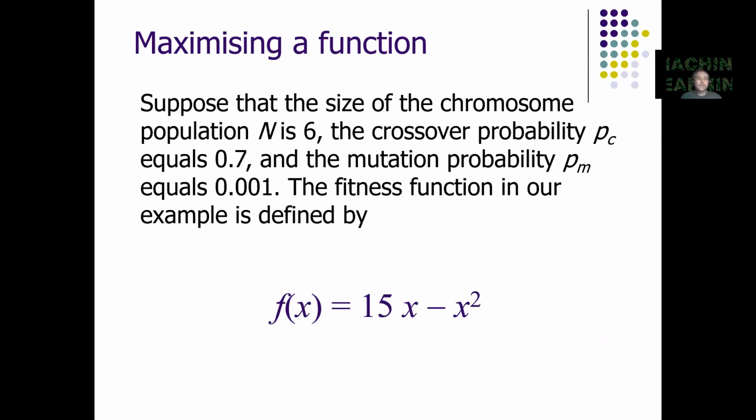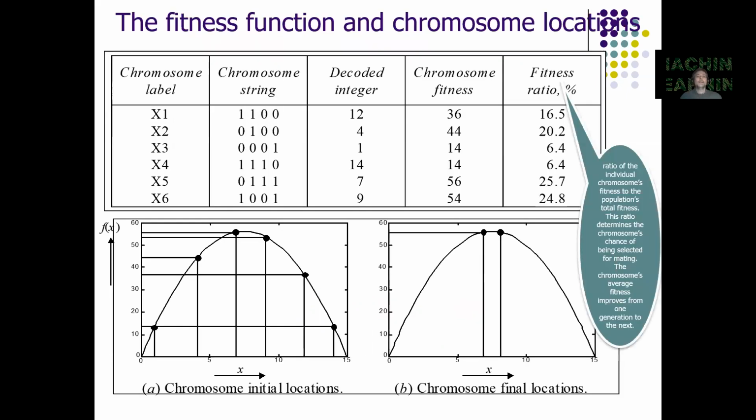So let's make the assumption that we have a population of 6 chromosomes, crossover probability 0.7, mutation probability 0.001. The fitness in our example is defined by this function, as I said before. And you can see here the fitness function and the values for some of these chromosomes: X1, X2, X3, X4, and X5.